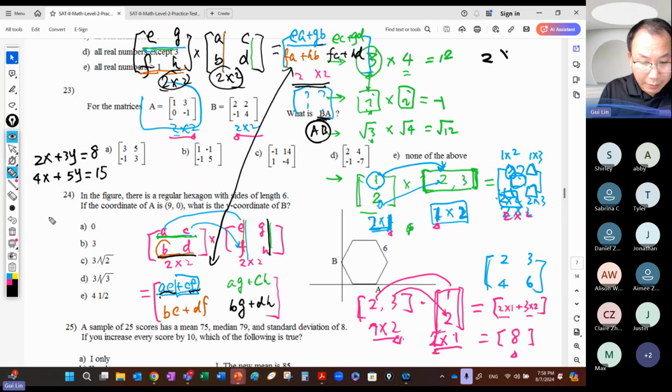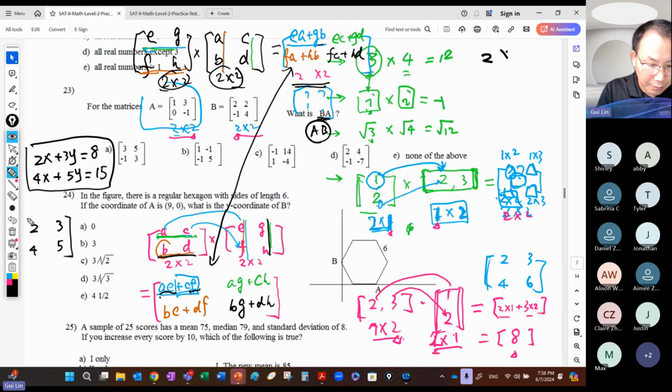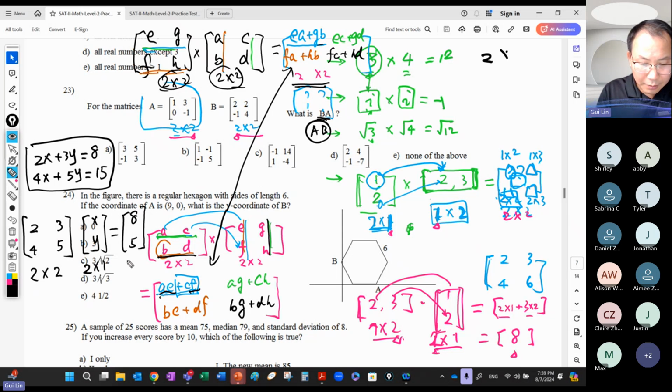You can see this part. Let's break down its pattern: 2, 3, 4, 5. Can you do it this way, and then x, y equals 8, 5? You can see here is 2 times 2, right? And this is 2 times 1, so the 2 times 1 disappeared, right?